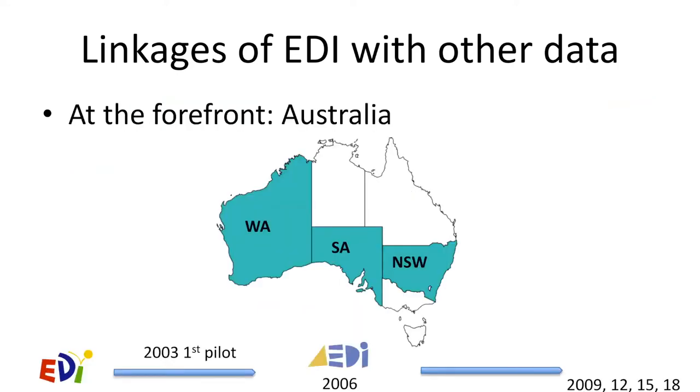Next, please. At the forefront of the linkages of EDI with other data is, however, Australia, and those studies mostly come from Western Australia, South Australia, and New South Wales. And I know that you're going to have Sharon Goldfield give a webinar on Australian EDI soon, but I just wanted to highlight here that the EDI in Australia started in 2003.